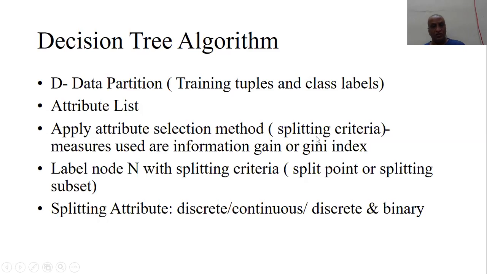For splitting, the measures usually used are information gain or Gini index. The node N is labeled with the splitting criteria, which includes a split point or a splitting subset. Then the splitting attribute may lead to scenarios like discrete, continuous, discrete and binary.